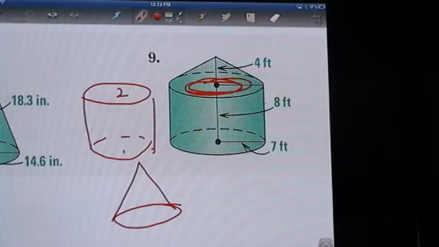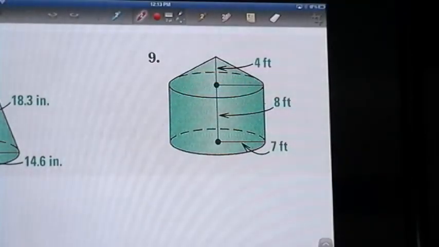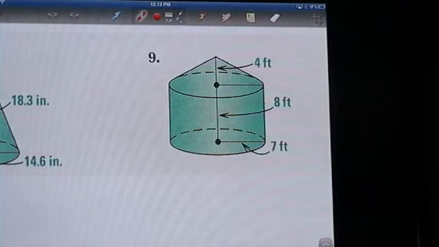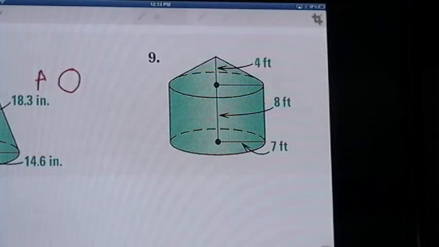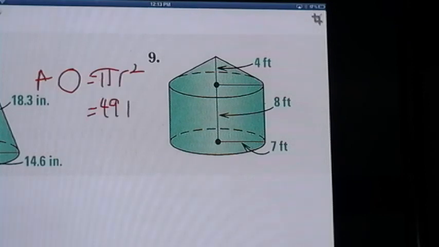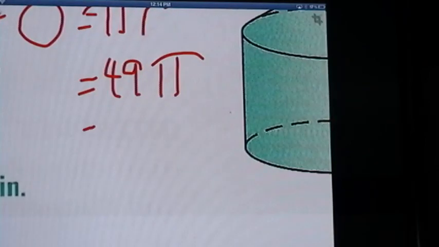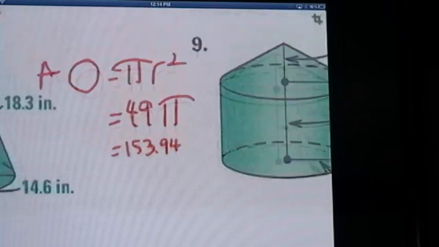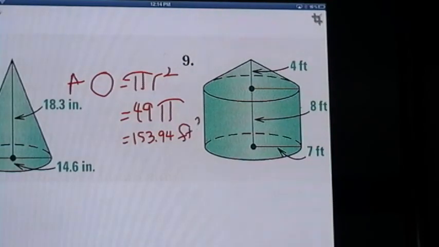Okay, so we're going to need the base of the figure, which is a circle. And the area of a circle is pi r squared, which makes this 49 pi. And then that's going to take care of our base. So 49 pi is 153.94, and this is in feet squared.